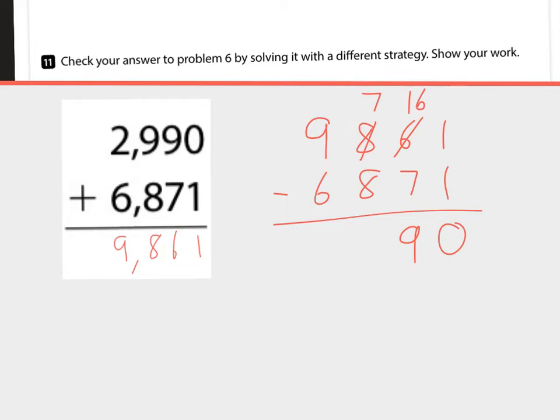And then you go to your hundreds. 7 minus 8, we cannot do that, so we're going to take 1,000 from here, and we're going to bring over 10 hundreds. So now instead of having 7 hundreds, we have 17 hundreds. 17 minus 8 will give me a difference of 9. And then finally, in our thousands place, we have 8 minus 6, which will give me a difference of 2. And you can see that the add-in up here matches my difference down here. So we have checked our work.